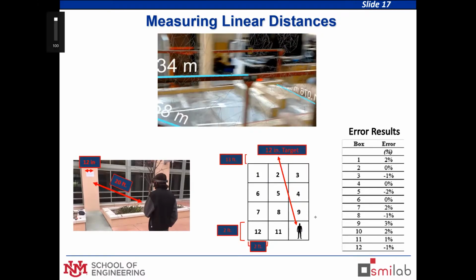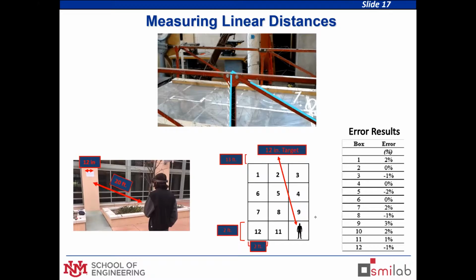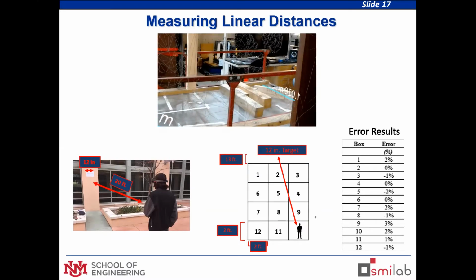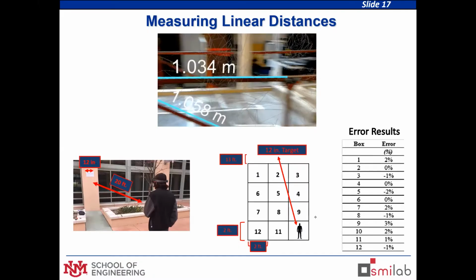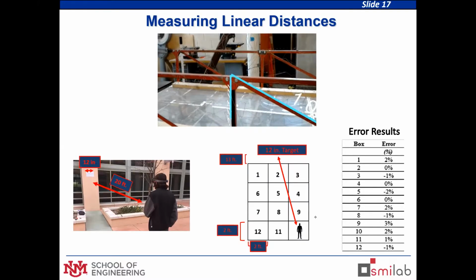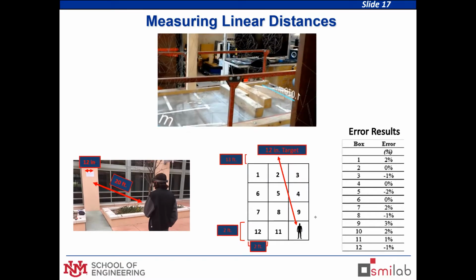And here you have the table with a matrix of 1 to 12 at about 20 feet distance, squares of 2 feet, and errors in the top on the bottom right corner. You can see there the maximum is in box 9, which is 3%. Everything else is 2% or less. So we're very satisfied with these results.